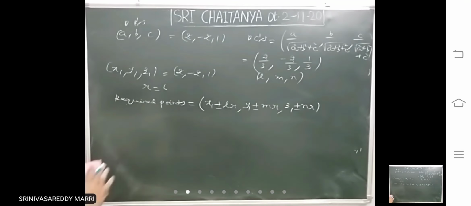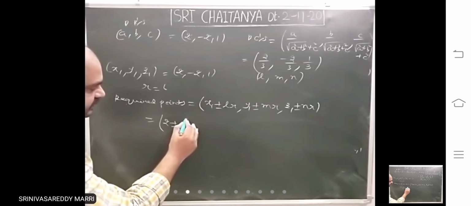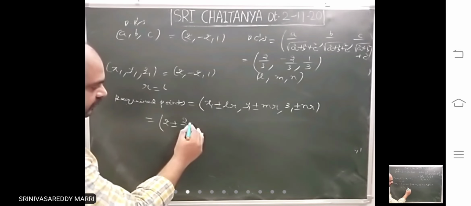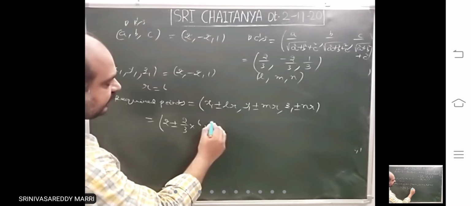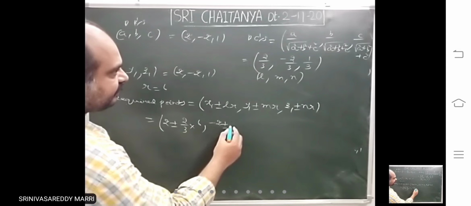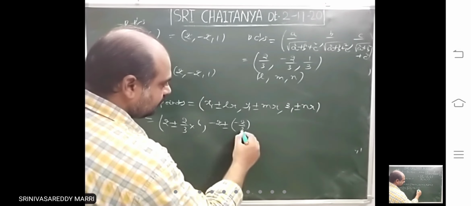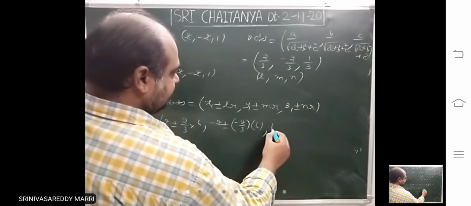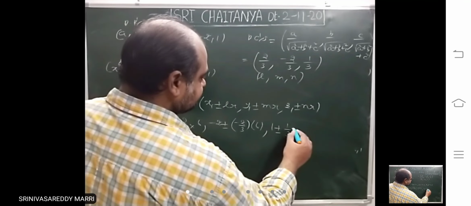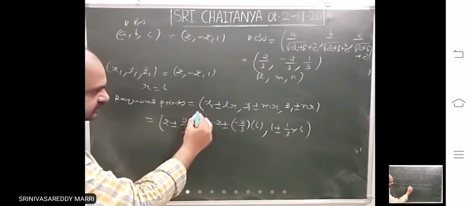You have to calculate DCs. That means the formula is: X1 means 2 plus or minus L, which is 2 by 3, into R, which is 6; Y1 is minus 2 plus or minus minus 2 by 3 into 6; Z1 plus or minus N, which is 1 by 3 into 6. Right? 3 ones, 3 twos.